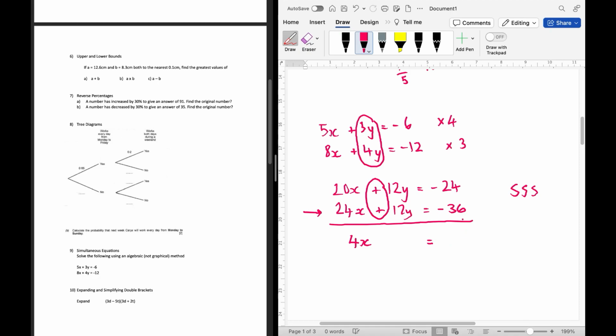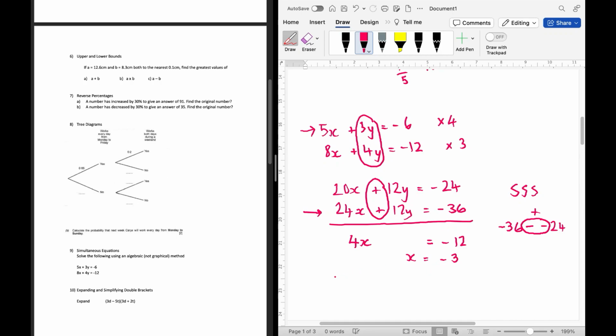Equals, the y's are eliminated, that's the whole point. And then the bit that can go wrong here is minus 36 take away minus 24. Even though we have the same signs, so subtract, because we're subtracting a negative, we're actually adding the 24 onto the 36 to get minus 12. So x is minus 3, minus 12 divided by 4. Take one of the original two equations and substitute in x equals minus 3.